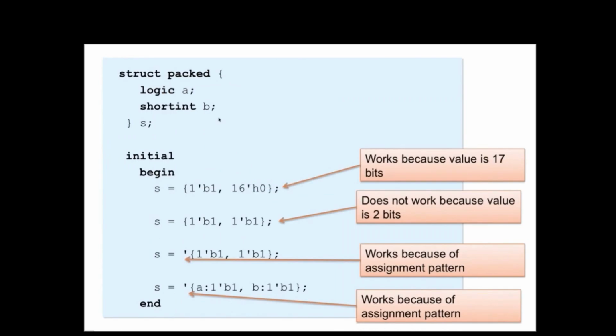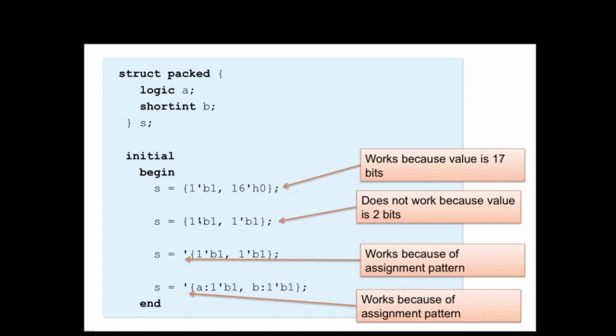So let's look at, for instance, this, where we've got a packed struct now, which has a logic a and a short int b. So this is 1 bit and this is 16 bits. If we just say s gets the concatenation of 1 bit and 16 bits, a 1 here and zeros here, this will actually work, because with a packed struct, a and b are contiguous, they're next to each other, and because this is 17 bits and this is 17 bits, that works. But that's kind of a unique case.